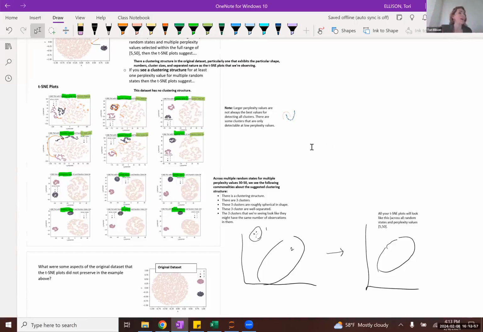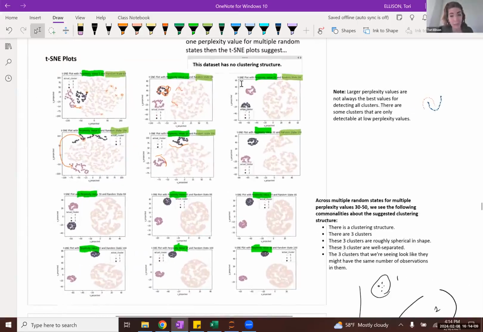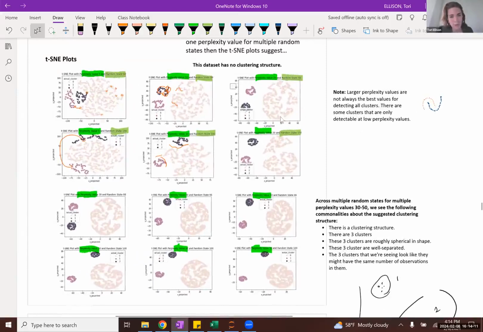Okay. Any questions on that? Okay. Now also take note, something that we saw here is that when we got to a perplexity value of 20, we were for the most part starting to see the formation of the 3 clusters that we know exist. But now take a look at what we saw here. For this particular random state, this larger cluster actually ended up getting split into 2 clusters. And that is something that might in fact happen.